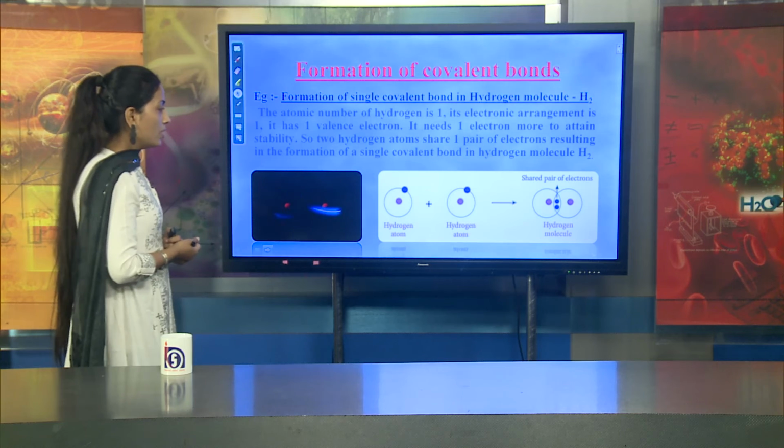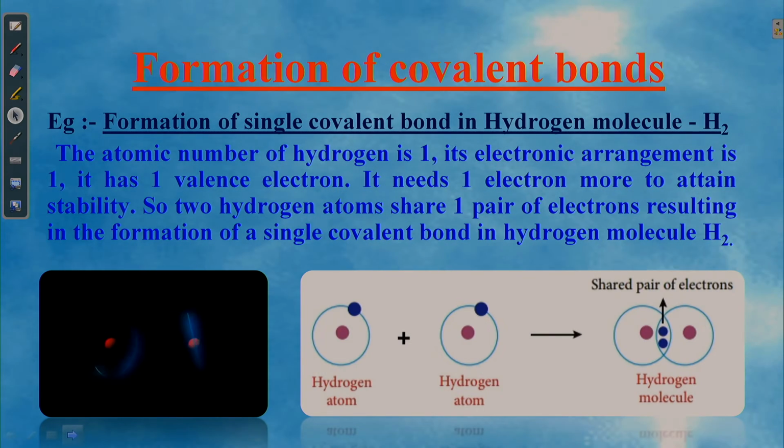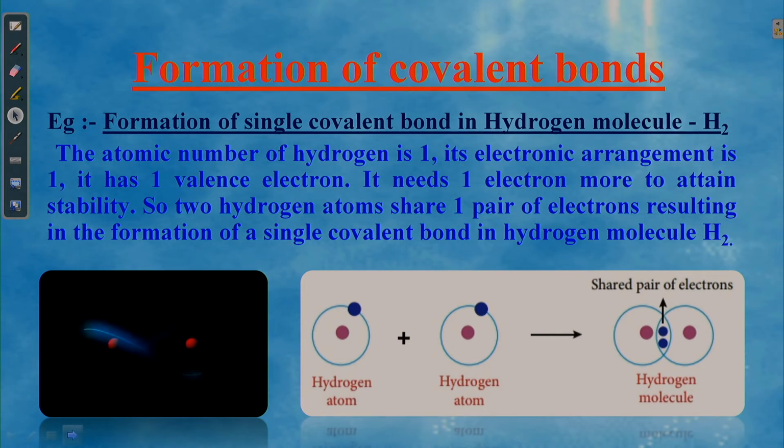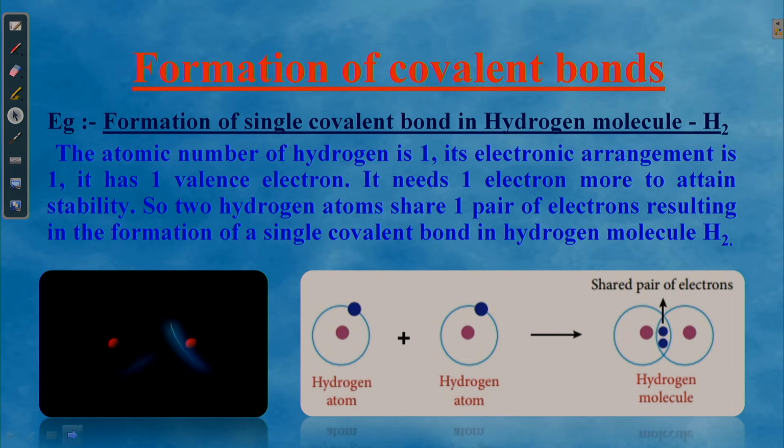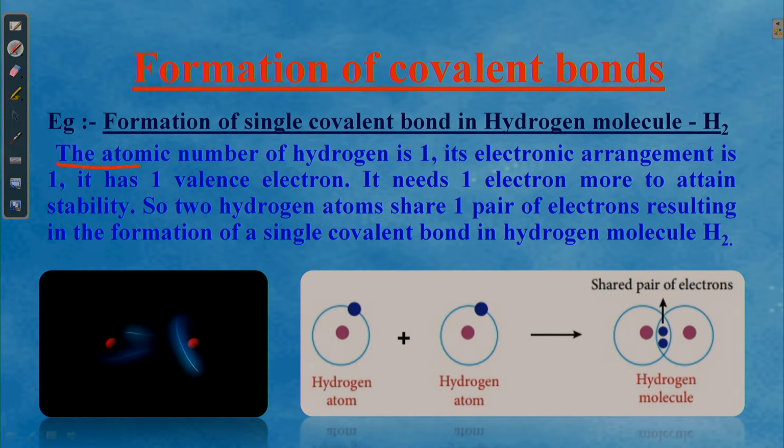As you can see on your screen, this is the example for a single covalent bond: formation of a single covalent bond in the hydrogen molecule. So how will it form? The atomic number of hydrogen is 1. Its electronic arrangement is 1. So hydrogen has only 1 electron in its shell. So we can say that the electronic configuration is 1s1. It has 1 valence electron. It needs 1 electron more to attain stability.